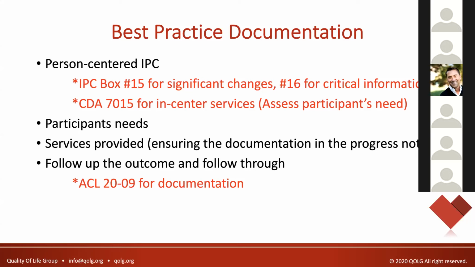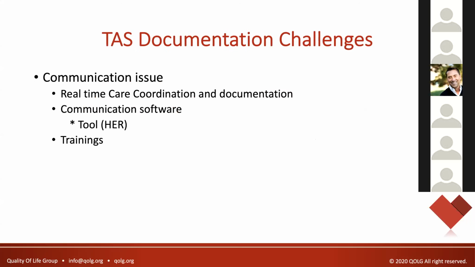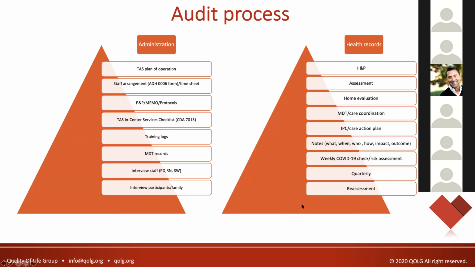What about the administrative record? That's, as Dr. Cole just mentioned, the center's policy and procedure, the training logs, including staff timesheets, MDT meeting notes, and staffing arrangements. Especially during the TAS period, the administrative record also includes the TAS in-center service checklist. You can find that's CDA 7015. That's pretty important, and you can download it from the Department of Aging's website.